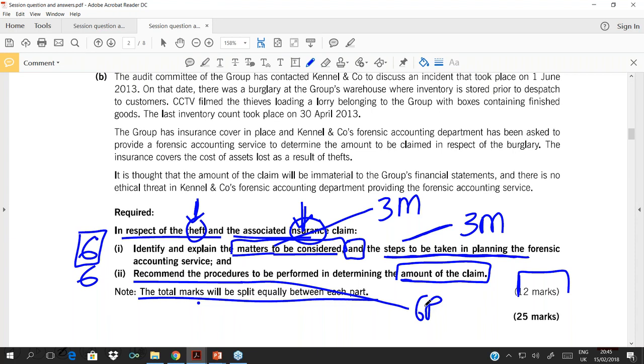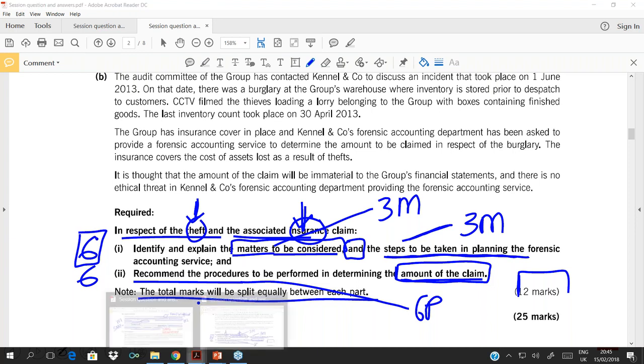Should I write procedures on anything, or should I write procedures on the amount of claim? On the amount of claim, right? So is the examiner specifying what I should be doing? Okay, exactly, good. So how many things do I need to do for 12 marks? I need to focus on matters for theft and insurance claim, then steps in planning, and then the amount of claim procedures.